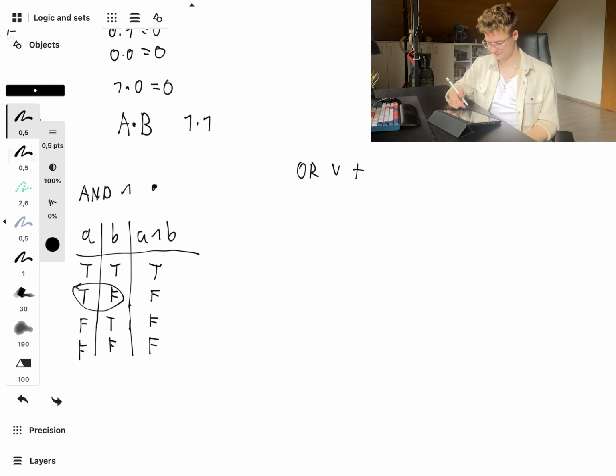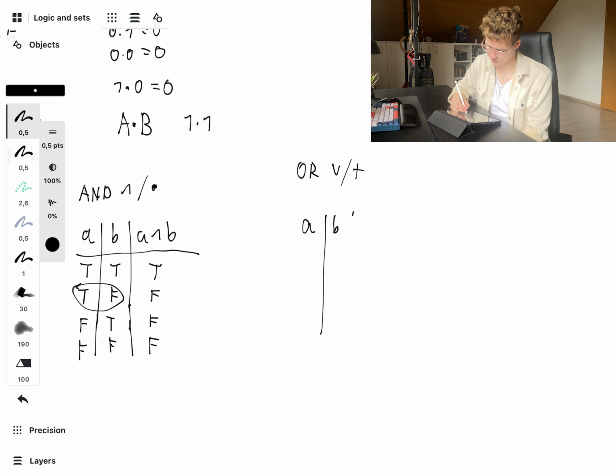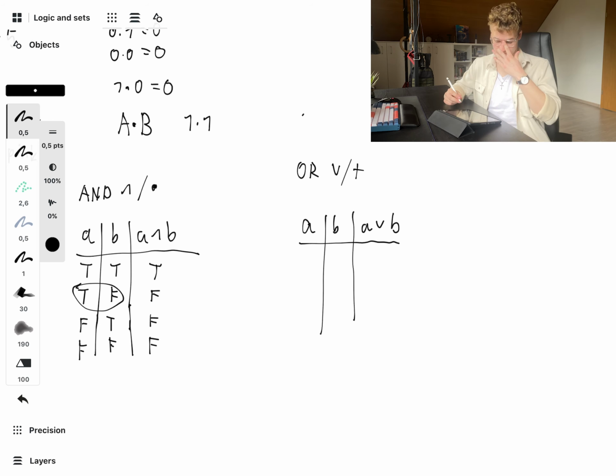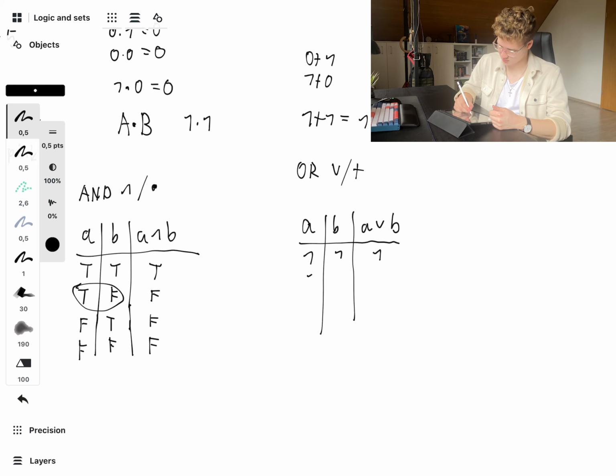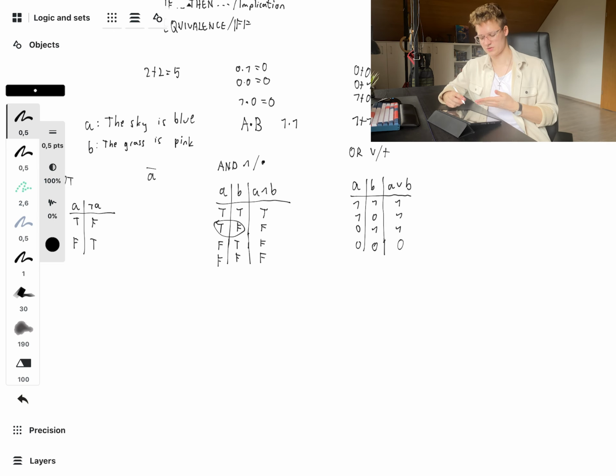Now, what about plus? So for OR, you have A or B. If any one of these is true, then the statement is true. So if you have 1 plus 1, in Boolean algebra, we can't really have 2. So you just get 1 again, okay? So you have 1, 1, 1, because at least one of them is correct. And if you have 1 plus 0 or 0 plus 1, in each case you're going to get 1, okay? And then if you have 0 plus 0, well then that's still 0. So that's the truth table for OR.